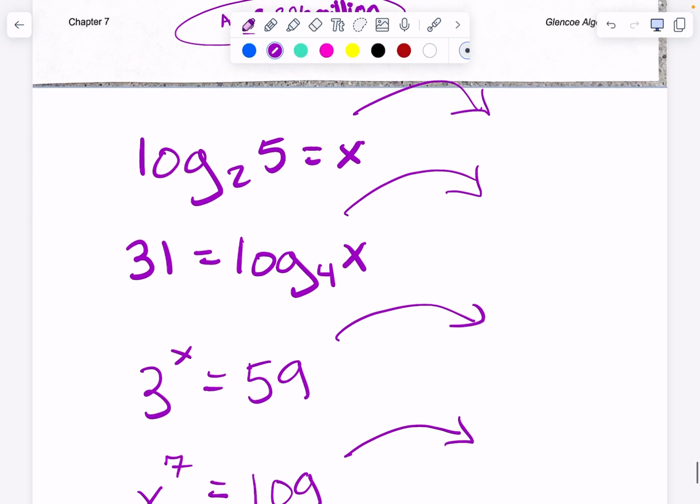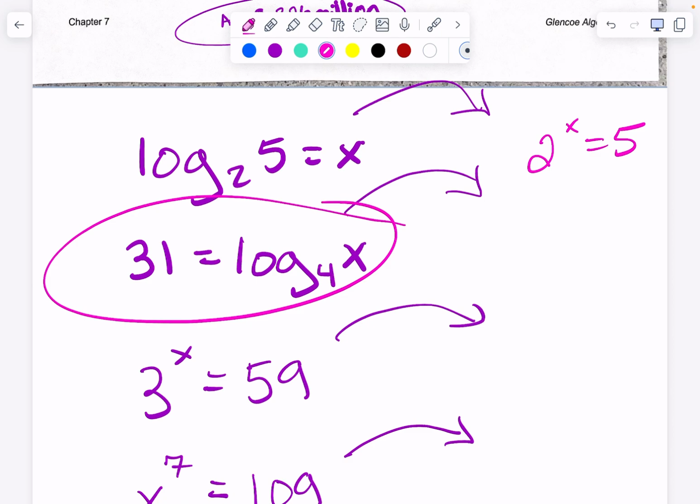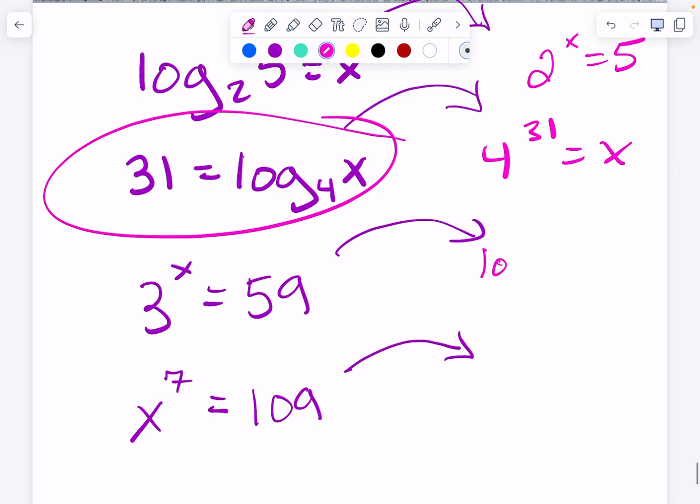Yes. Okay. So, base 2 to the x power equals 5. All right. Always look for the base. This guy right here, I rewrote him backwards on purpose. What's the base? What's the low number? 4 to the 31 equals x, because the other two numbers switch, right? Log base 3 of 5. The other two numbers switch. Log base x of 109 equals 7. Your base number, the first number here and the first number here should be the same, right? The base number and the base number should both be the same.